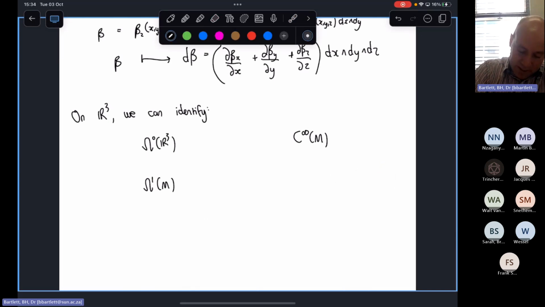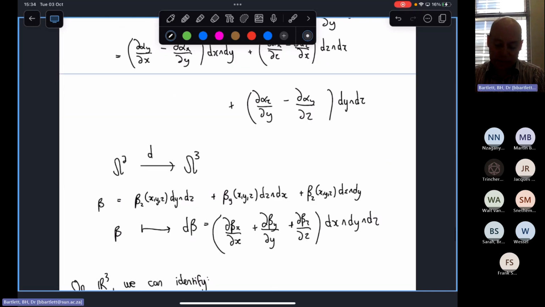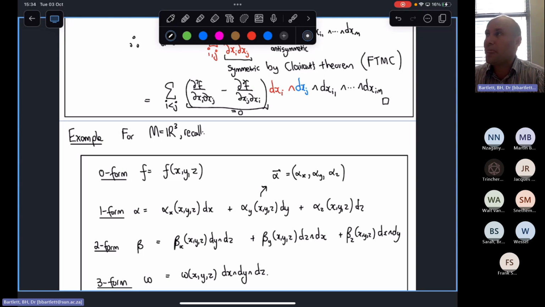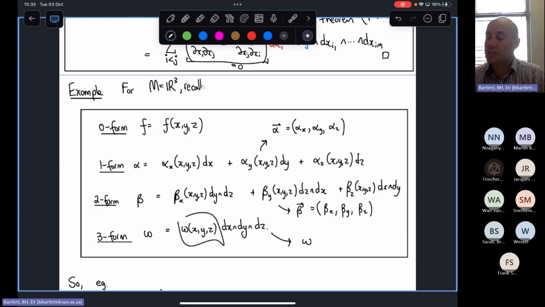So I can think of a 1 form on R3. Let me write R3 here, just to be clear. This won't be the case in general, but on R3 we can say that a 1 form is in correspondence with a vector field. Right? I can just take those coordinates here and make a vector field. I'll call it alpha, which consists of alpha x, alpha y, and alpha z. See? And similarly, a 2 form also looks like a vector field. I can make a vector field beta, which just consists of beta x, beta y, and beta z. And a 3 form just looks like a function, because this guy is just an ordinary function.